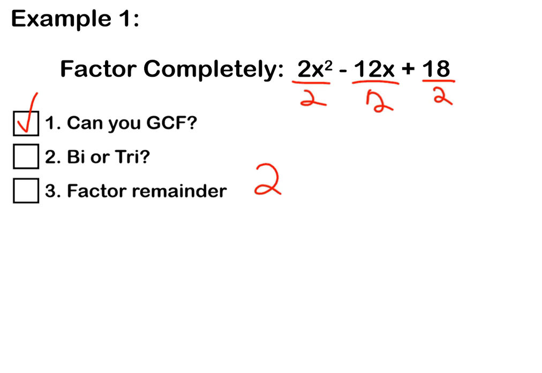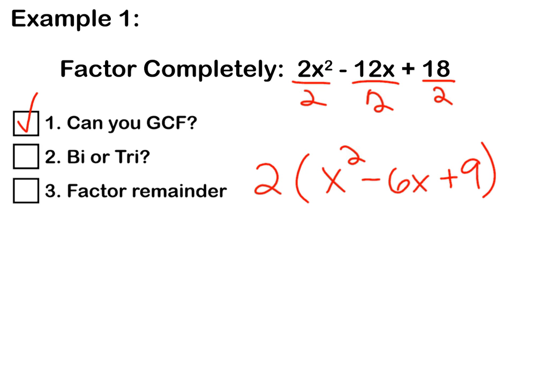So I write my GCF on the outside, and I find my remainder. 2 divided by 2 is 1. I don't have to write the 1, so I just drop the x squared. Negative 12 divided by 2 is negative 6. The x drops down. And 18 divided by 2 is 9. So that is my very first step.